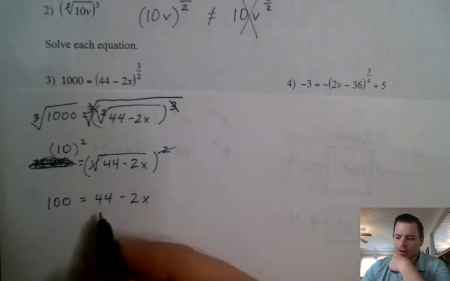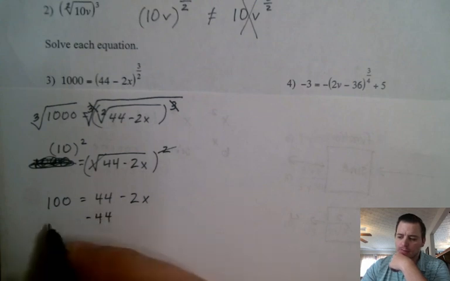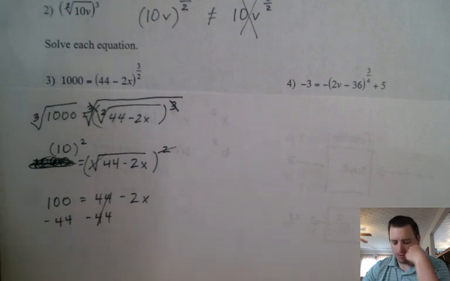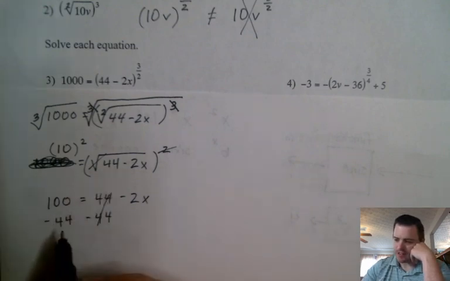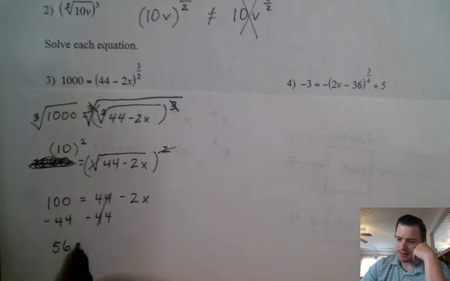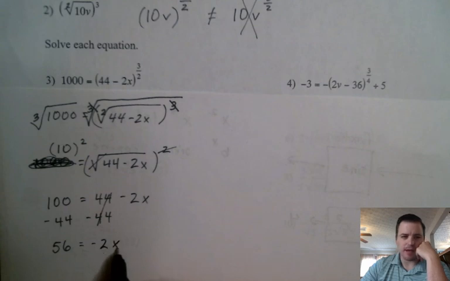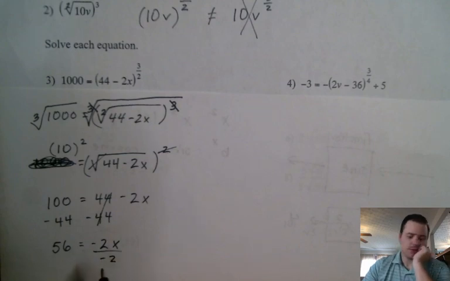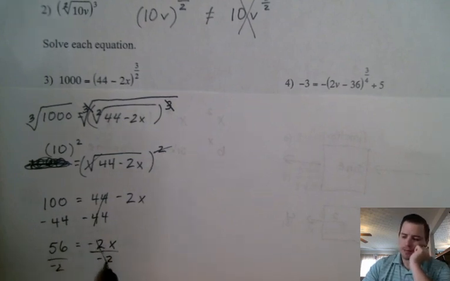From there, I subtract 44. 100 minus 44 is 56, equals negative 2x. Divide both sides by negative 2, and you get x is equal to negative 28.